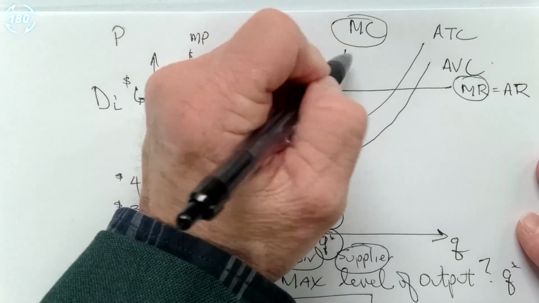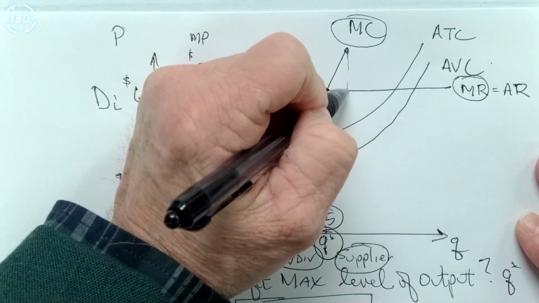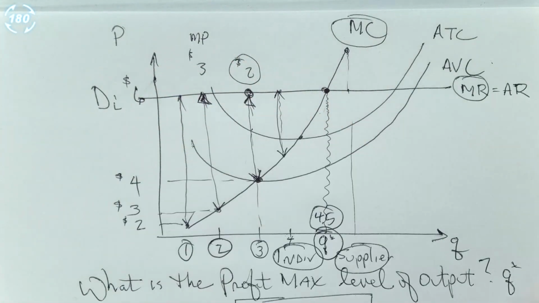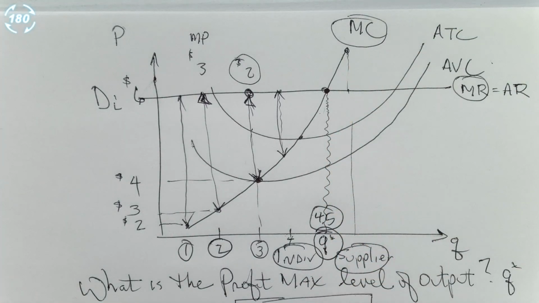What if I'm over here? If I'm producing more output than Q star, okay? Should I produce then more output in the next unit of time or less? Can you tell?